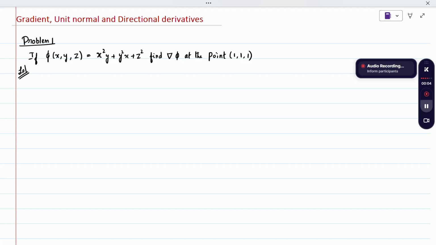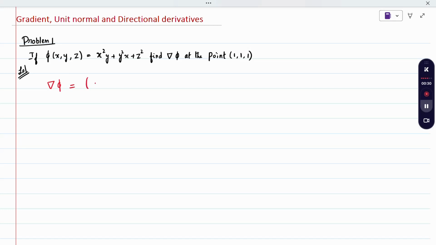Topic is gradient, unit normal vector and directional derivative. Each one problem. The first question: phi of x, y is given in the question, find del phi at a point. It's easy. Only del phi first we need to write. Everyone knows to write del phi. What is the formula for del?